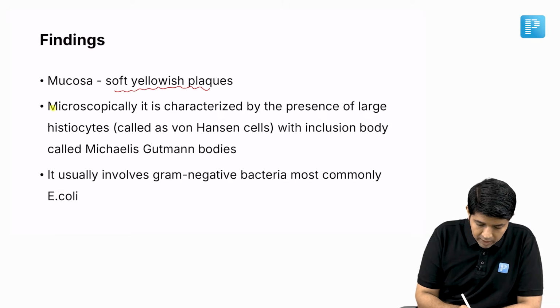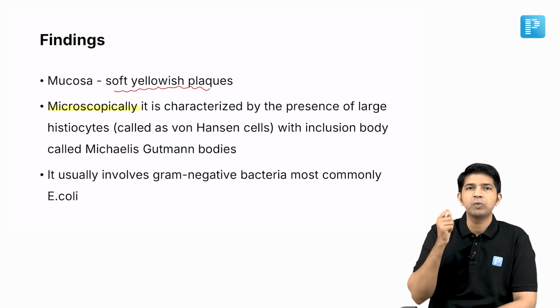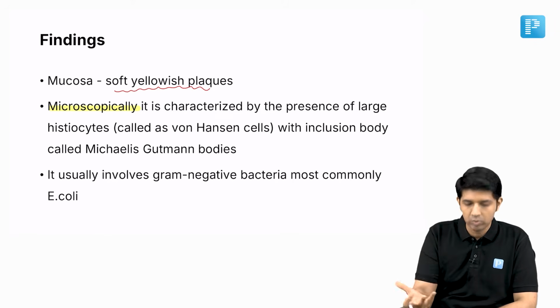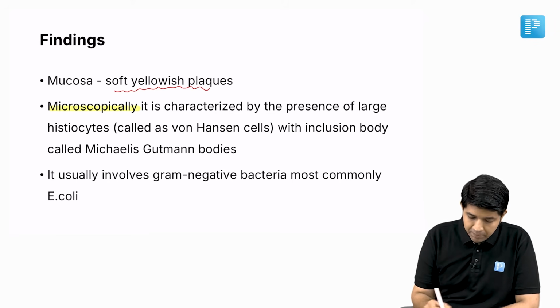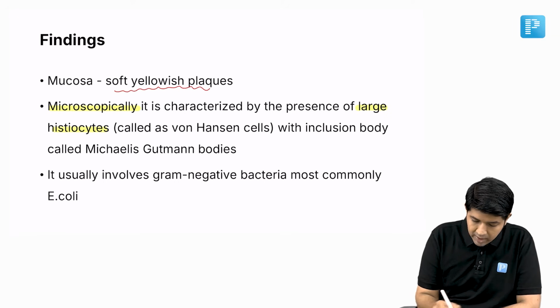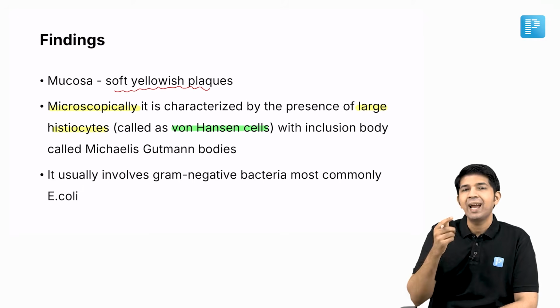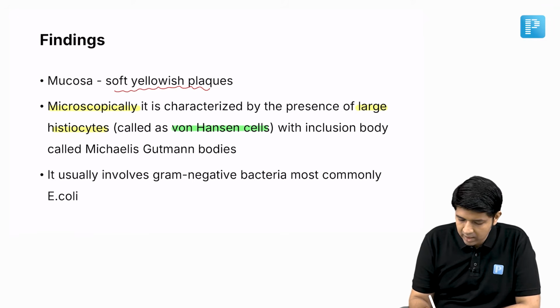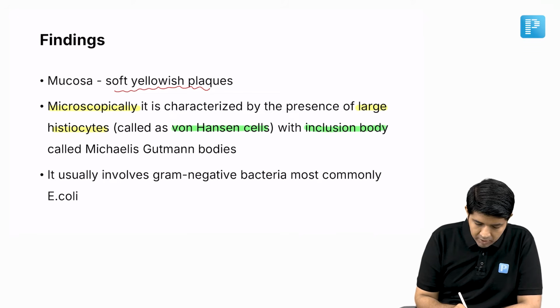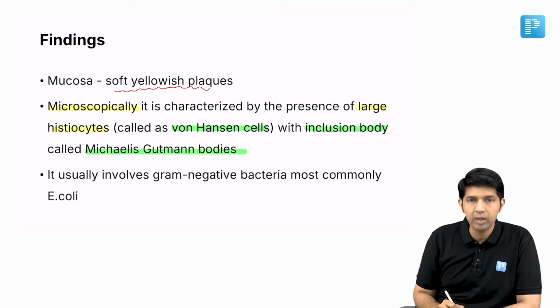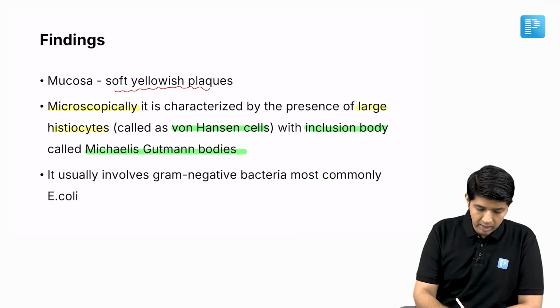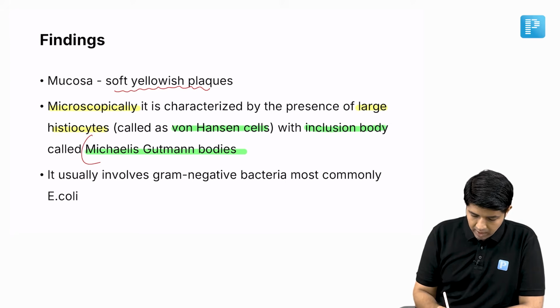What's important here is that microscopically, once you take out that plaque and you look at it under the microscope, there are large histiocytes, and these histiocytes are called the von Hansemann cells, and inside these cells there are certain inclusion bodies which are called the Michaelis-Gutmann bodies. Okay, Michaelis-Gutmann bodies. So this can be asked.